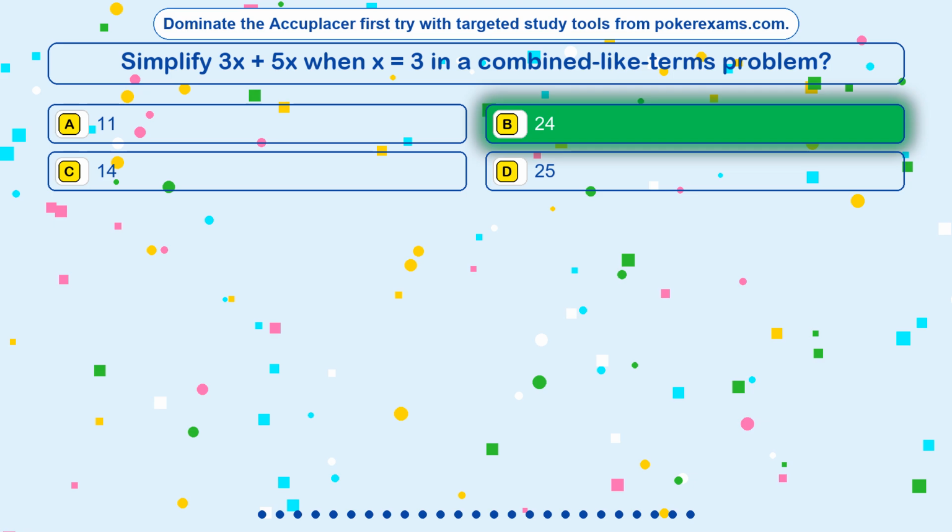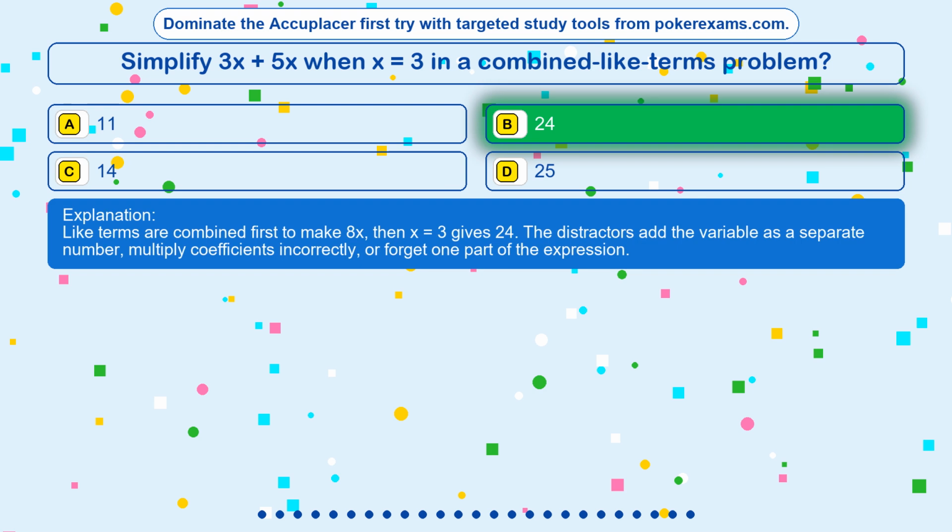The correct answer is option B, 24. Like terms are combined first to make 8x, then x equals 3 gives 24. The distractors add the variable as a separate number, multiply coefficients incorrectly, or forget one part of the expression.